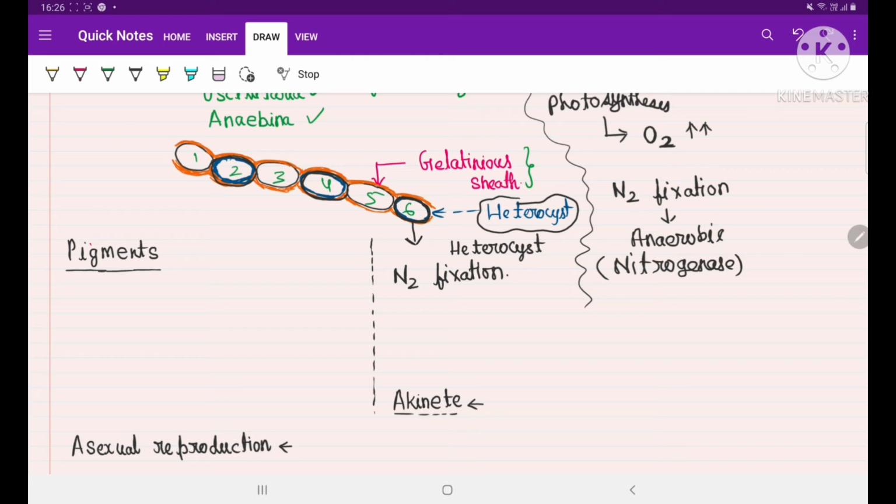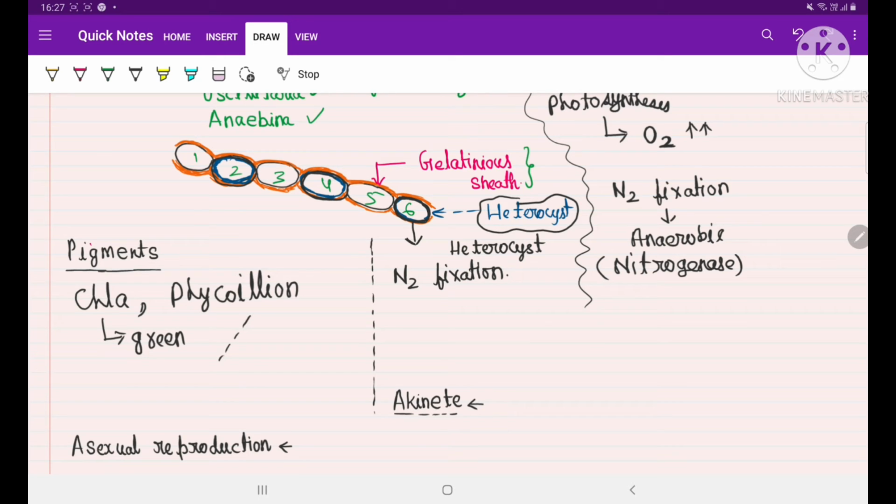And now if we talk about the pigment, our cyanobacteria have chlorophyll A pigment. Chlorophyll A pigment is present. See, this chlorophyll A pigment is a feature of higher photosynthetic plants, so they also have chlorophyll A. Not only chlorophyll A, they have phycobilin also, and in fact they have different kinds of phycobilin. This chlorophyll A provides green color, right?